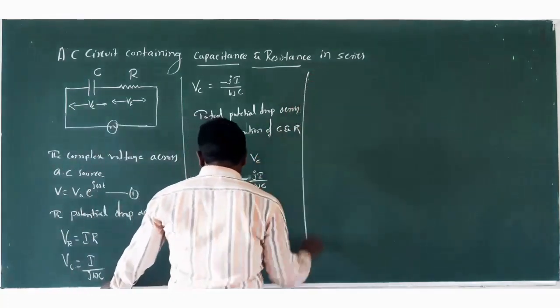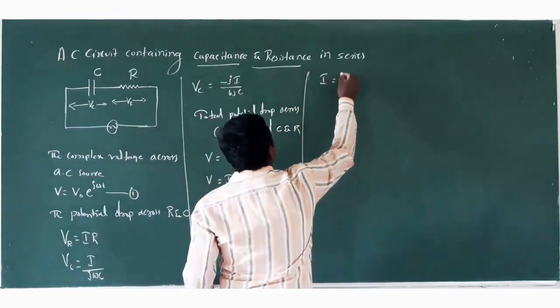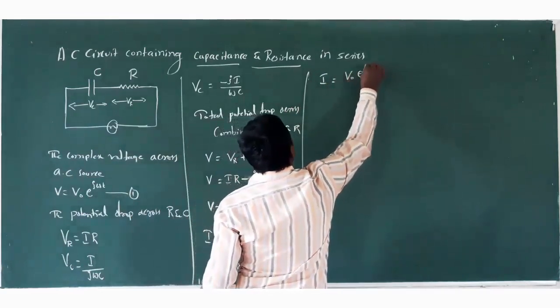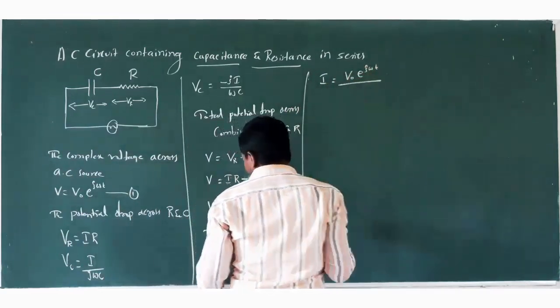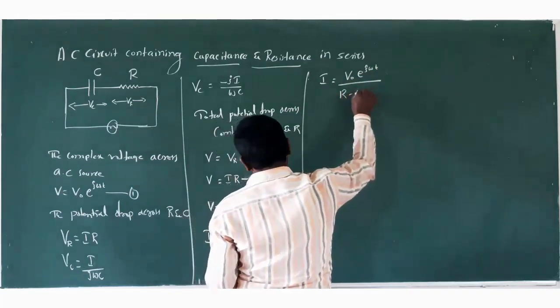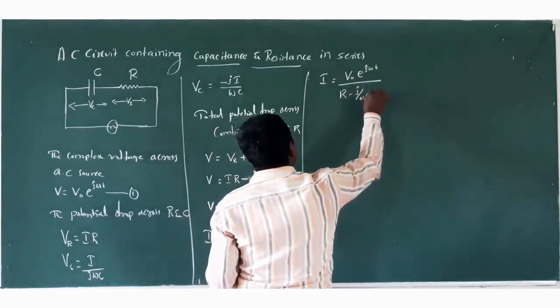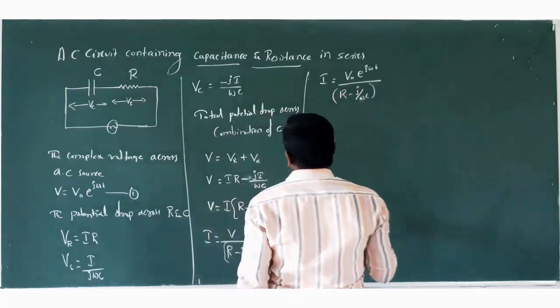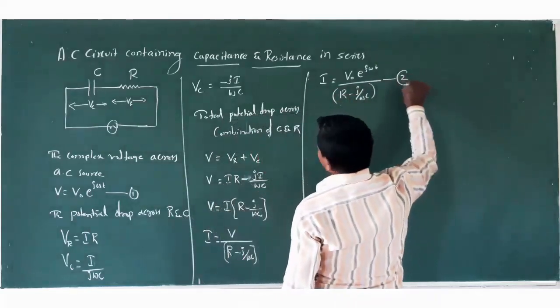We know that I is equal to V naught e raised to j omega t divided by R minus j divided by omega c. Let us consider this as equation number 2.